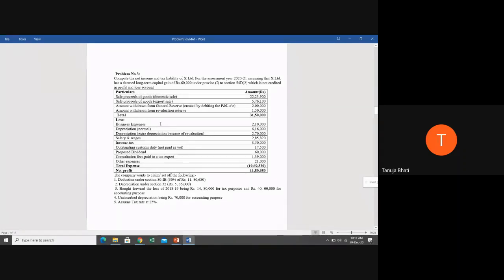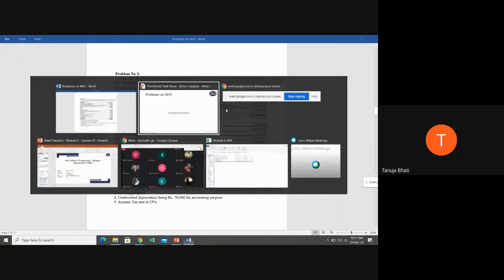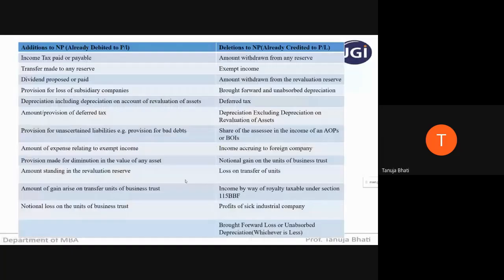Next, amount withdrawn from general reserve created by debiting the P&L account. So when an amount is withdrawn from general reserve, should it be added or should it be deleted? Since it is in the credit side, students, just see on the right hand side, amount withdrawn from any reserve. Let it be general reserve, let it be special reserve, let it be reserve created for any other purpose.